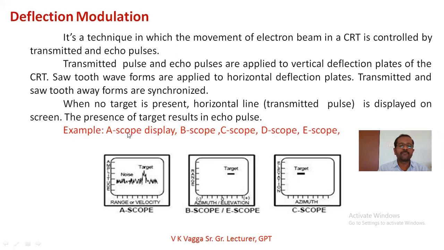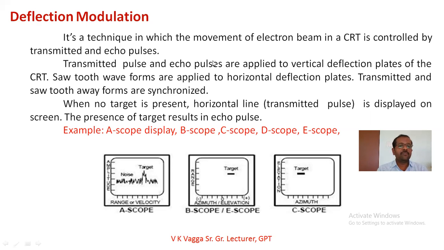An example you can take is the A scope display. The B scope, C scope, D scope, etc., are also examples of deflection modulation. It is exactly the same as the CRO I said. If no signal has been applied to the CRO, what happens? It gives you only a single horizontal line. Yes or no? If the CRT has been switched on, it shows only a single horizontal line when no target is present.